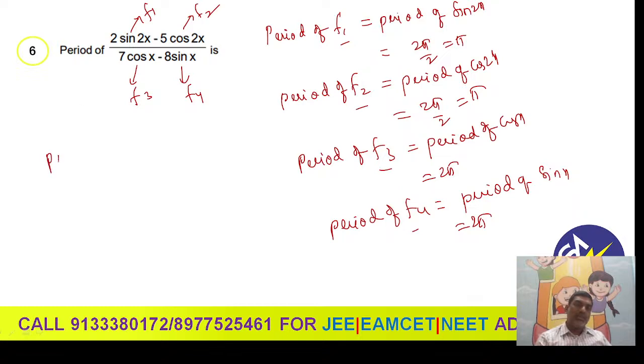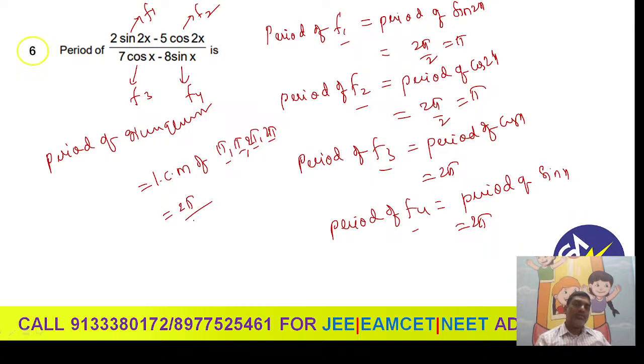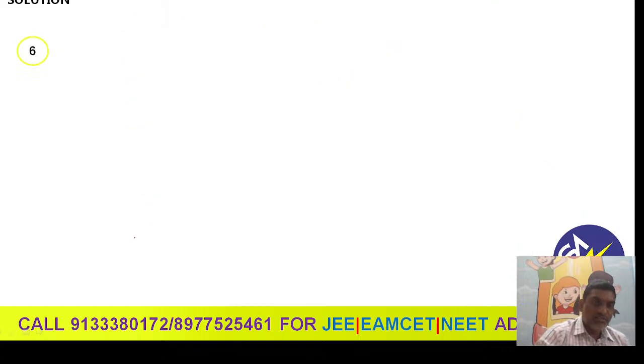Now let us calculate the period of the given question. Therefore, the period of the given question is LCM of pi comma pi comma 2 pi comma 2 pi. Pi means 180. 180 comma 180 is 180 and 360 comma 360 is 360. So finally 180 comma 360 is 360. Answer is 2 pi. The period of 2 sin x minus 5 cos 2x divided by 7 cos x minus 8 sin x is 2 pi. Clear? Right.